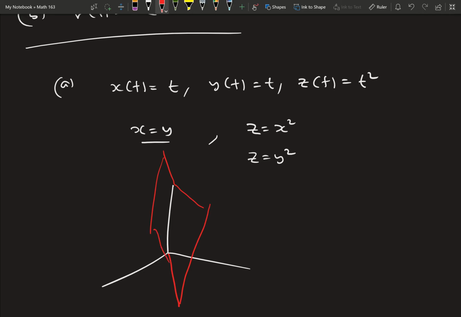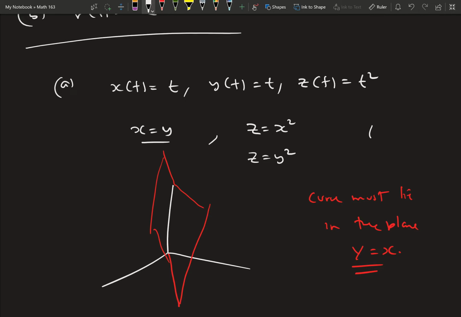So whatever curve we have, the curve must lie in the plane y equals x. Well, I think the curve should hopefully be apparent now, but let's just plot a couple of points here.